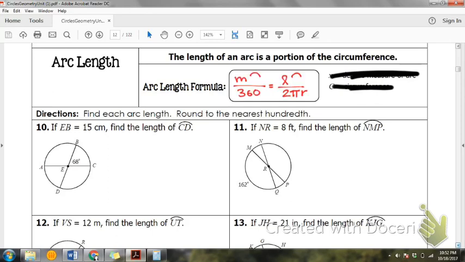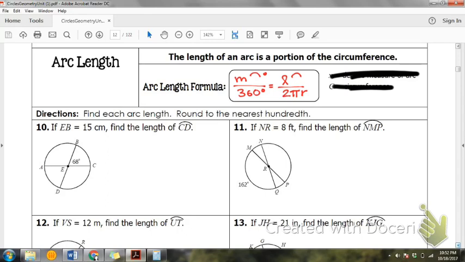Okay, so we have the measure of the arc divided by 360 equals the length, that's a lowercase cursive L standing for length, of the arc over 2 pi r. Remember we talked a little bit, the arc length was different than the measure of the arc. The measure is in degrees, and the length is going to be in inches or feet or whatever. Okay? So this one says find each arc length, round to the nearest hundredth.